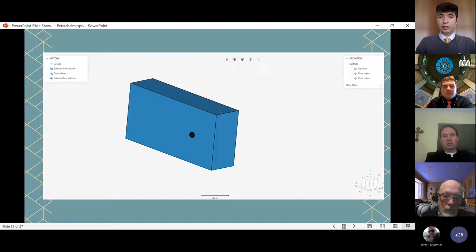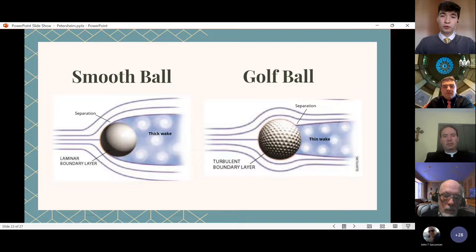And here's another image of what we hope to show in a simulation next week. If you look on the left, that's the smooth ball. And as the air goes around it, like I showed before, that separation of that laminar flow occurs, and that causes this thick wake behind the ball. So that causes it to not go as far because there's a negative force on it.